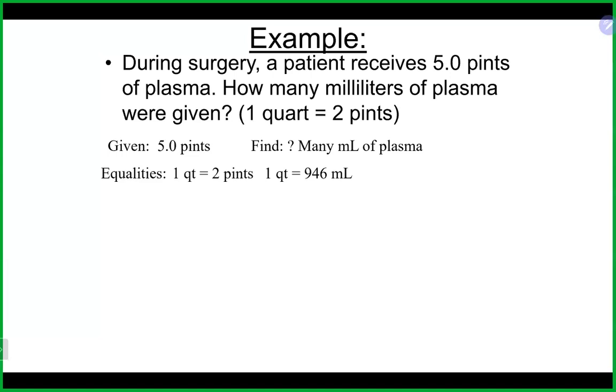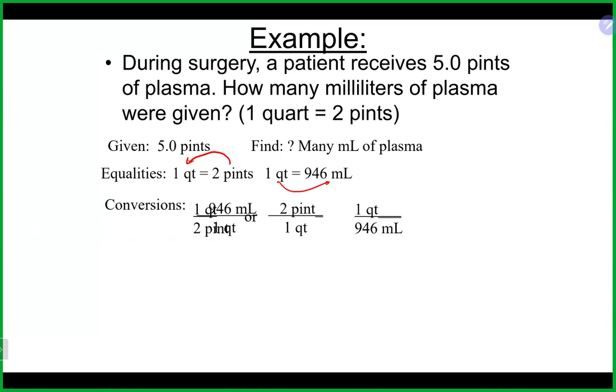Okay, so let's take a look. Again, we want to think about our path. We're starting with pints. We want to end up in milliliters. So one pathway is we could take our pints to quarts, and then from quarts, we could take it over there to milliliters using these equalities and obviously these conversion factors to do so. If you wrote out the conversion factors, these are really your 4 that you have to choose from in this case. Here we're going to start with the 5 pints.